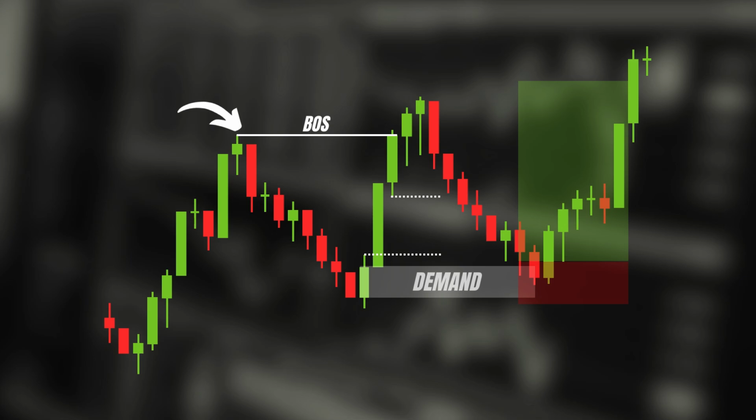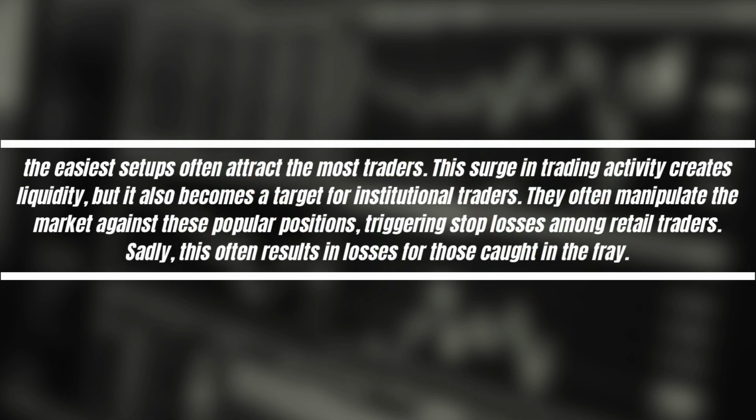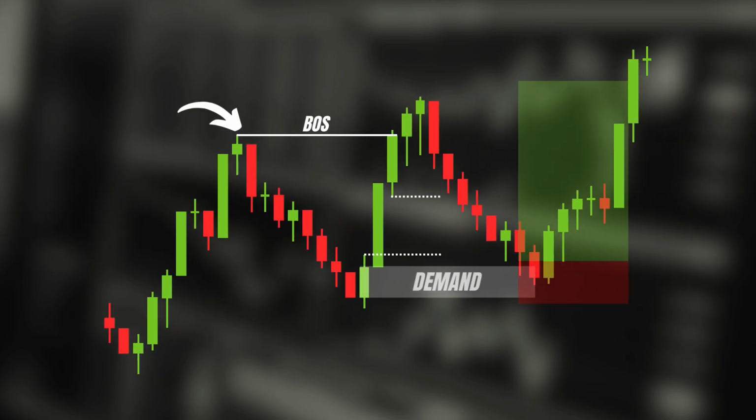However, if you still rely solely on these basic factors, it means you have a lot more to learn in your trading journey. Remember this crucial rule: the easiest setups are the ones most traders go for. This high trading activity generates liquidity, and institutional traders often drive the market against these positions to access this liquidity through stop losses. So, let's take this basic setup and evolve it into a much more advanced one. Stick around until the end because this video is going to revolutionize your trading game.